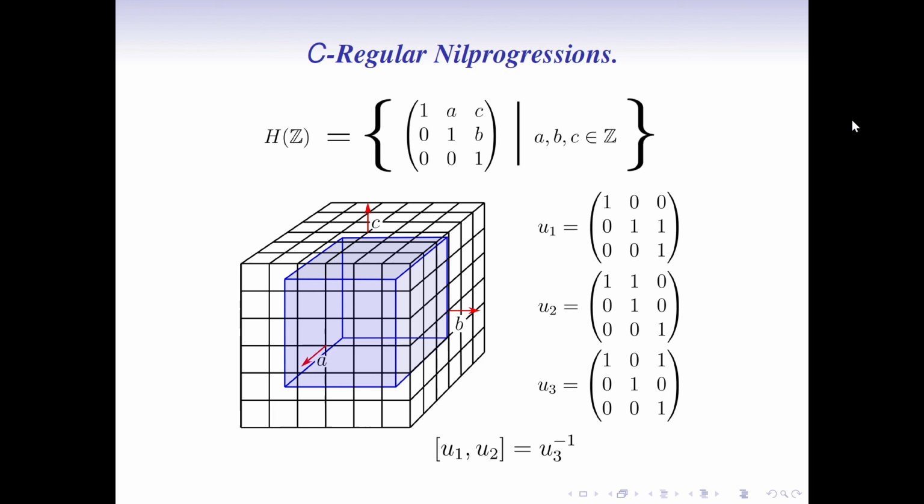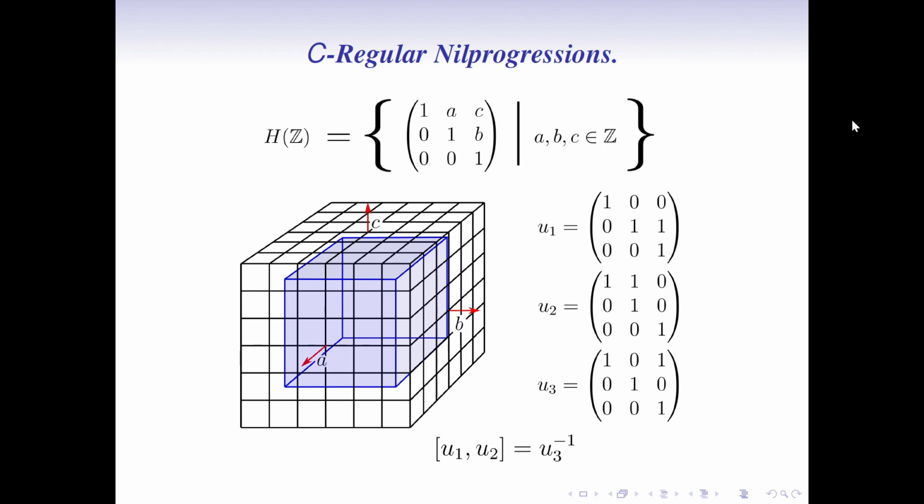The next example lives in the Heisenberg integers, the 3x3 upper triangular matrices with integer entries and ones on the diagonal. If we take U1, U2, U3 to be the standard set of generators, we can observe that if we bound the entries of the matrix, getting a blue box like the one in the picture, any element in such a blue box can be written in a unique way as a power of U1 times a power of U2 times a power of U3. Furthermore, the commutator of U1 and U2 lies in the span of U3, and U3 commutes with everyone else.